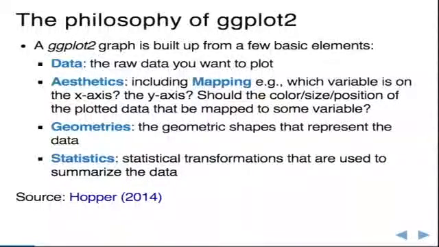Second are aesthetics, like mapping. If you have two axes, which variable do you want to be on the horizontal x-axis, and which one do you want to be on the vertical y-axis? Do you want the color, the size, or the position to be related to some other variable, or do you want all the colors to be blue, things like that?